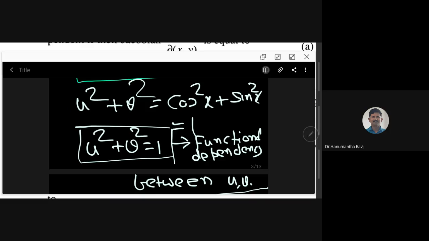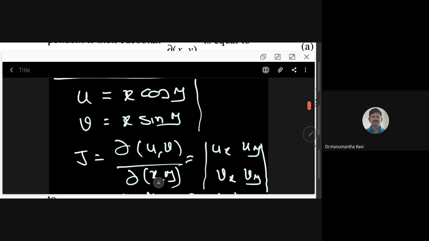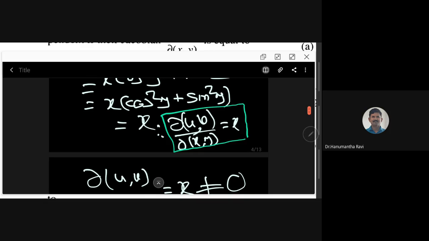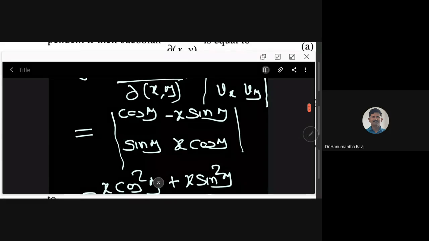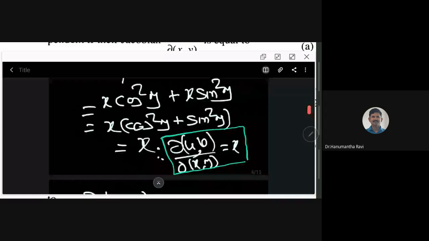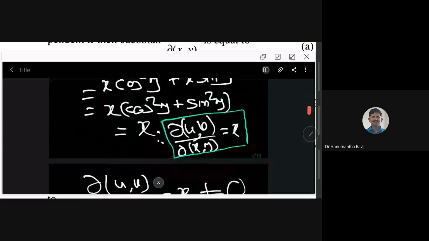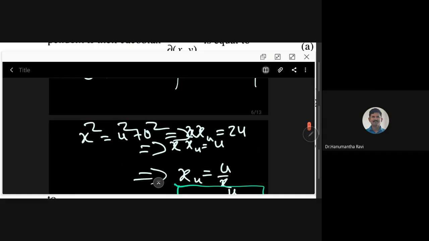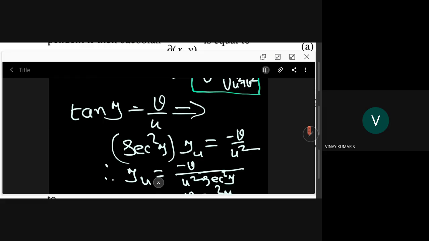On the other hand, if you take this as your choice, you are getting x here. If I take x as 1 and y as 0, then my Jacobian is 1, not equal to 0. So for some choice, it is not equal to 0. Therefore, they are functionally independent. Is it clear, Vinay? Yes sir, I got it. Right.